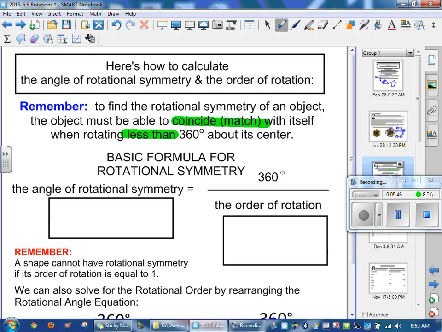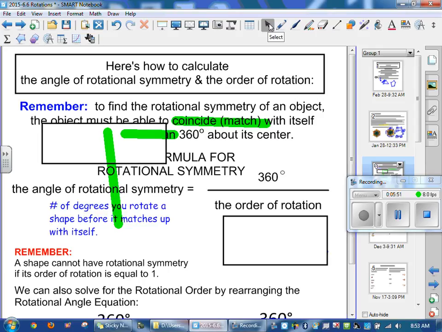So here is our basic formula for it. And we're going to write what that means. It says the number of degrees you rotate a shape before it matches up with itself. That's what rotational symmetry is. That's its angle. The number of degrees you rotate or turn, because rotate also means turn, a shape before it matches up and covers itself. That's what angle of rotational symmetry means.